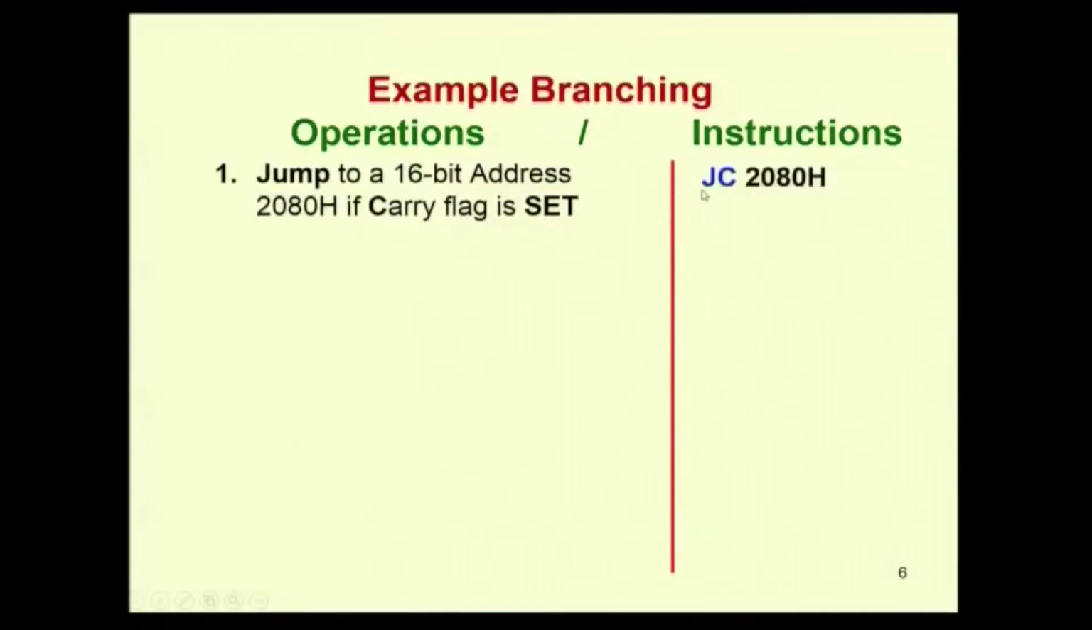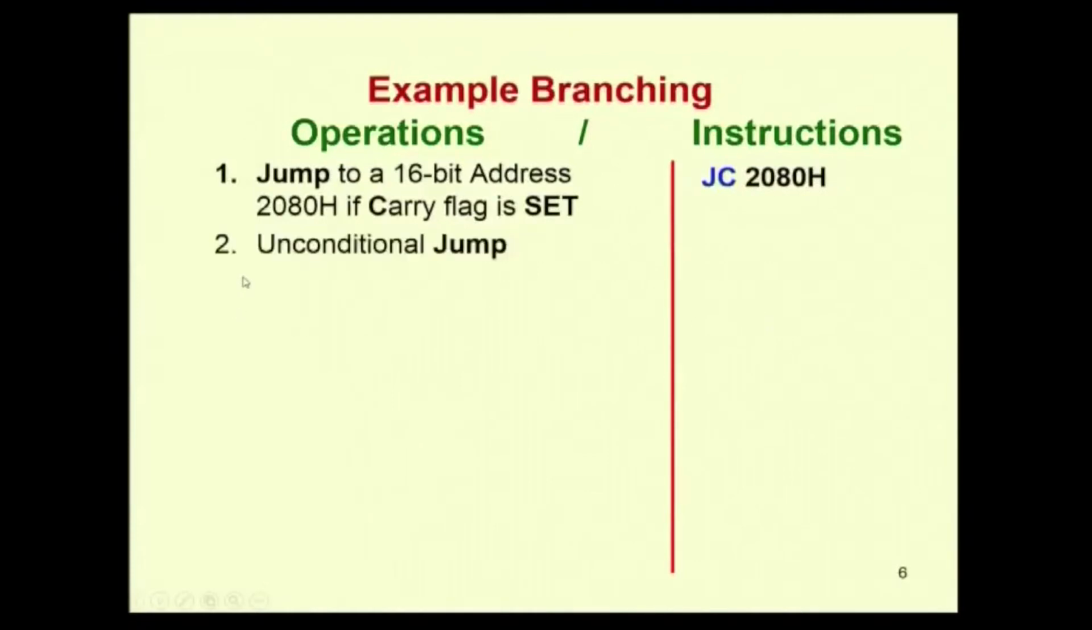The instruction for that is JC, J means jump, C means carry, and this has to be followed by a 16 bit address. This is a 16 bit address represented in a shorthand hexadecimal form, so 2080H. Okay. Another example we will see.